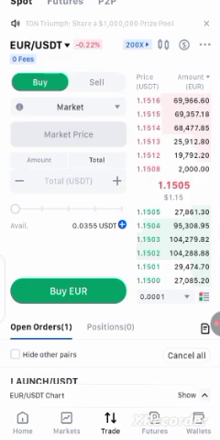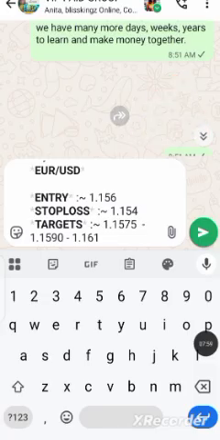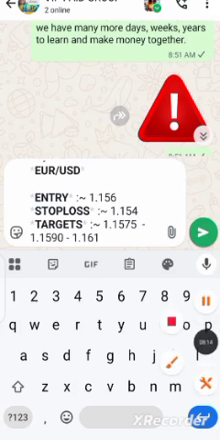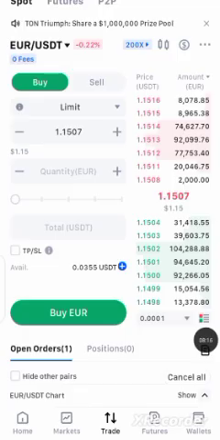Now let's quickly look at our signal. You can see our signal says we should enter at 1.156. You see that our stop loss is at 1.154, where we are going to take our profit. Let's just use this as an example, but you know it's old. So let's go back to our page over there. Okay, now let's go ahead.